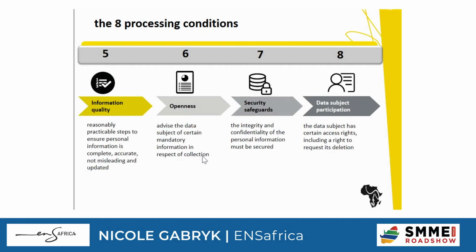The fifth processing condition touches back on the concept of making sure records are looked at prior to the implementation of POPI. That is because a responsible party has the obligation to ensure that its records are complete, accurate, not misleading, and are up to date. It doesn't tell you how as an organization you must go about doing this, but it does say that you must ensure that your records are updated.